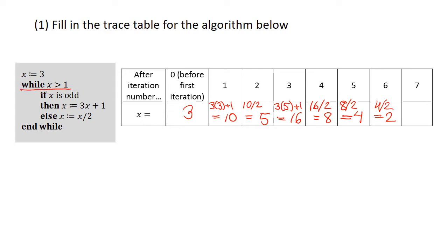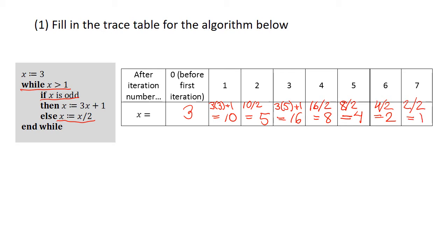And 2 is greater than 1, so we're going to do the loop. Then we check the if condition. X is not odd, so we're going to do the else. Okay, so x is going to be defined as x over 2. So 2 over 2, which is 1.